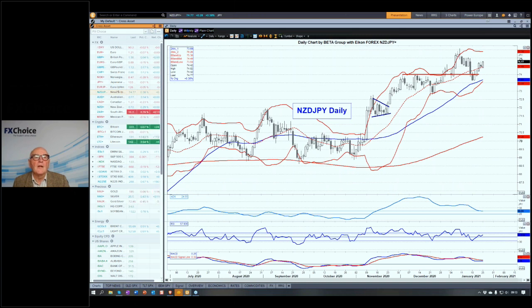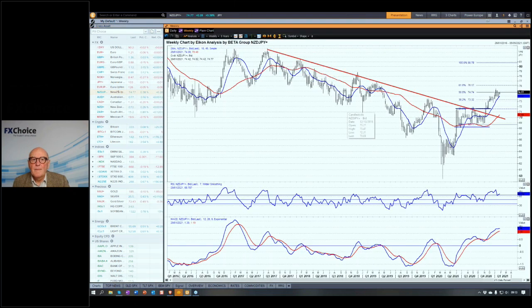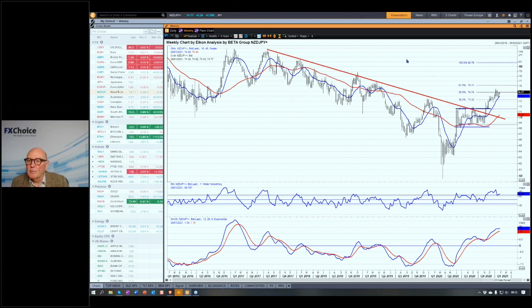So let's just go to the weekly chart firstly of this. So this is New Zealand dollar, Japanese yen. So going up here is the New Zealand dollar outperforming the yen. I see this as a big consolidation, flaggish pattern here that hasn't got a downward slope.